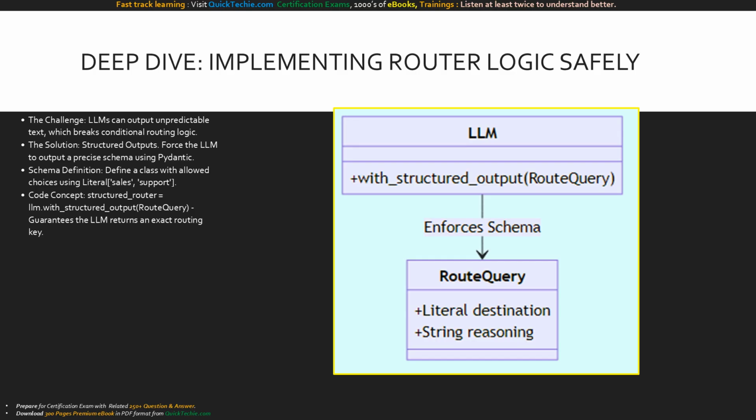Look at this simple class structure. We define a route query schema that mandates a destination from a literal list of choices. The LLM is bound to this schema using the with structured output method. This architectural constraint bridges the gap between natural language unpredictability and deterministic software engineering.